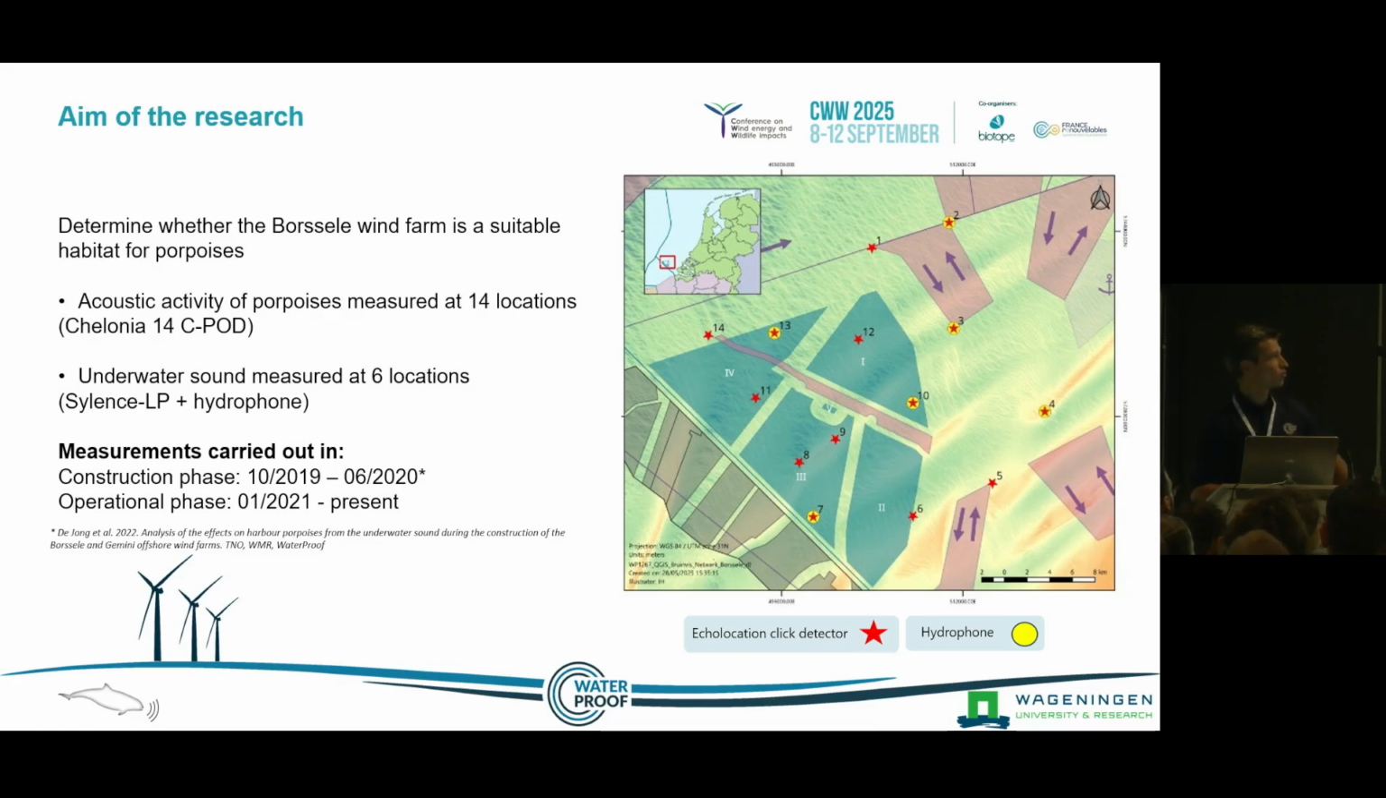With 14 locations inside the wind farm and outside the wind farm. You can see here that at all 14 locations we have those F-pods. Those are echolocation click detectors. I will tell something more in the next slide. And at 6 locations we have them co-located with sound recorders. So we also monitor the underwater sound in that area.